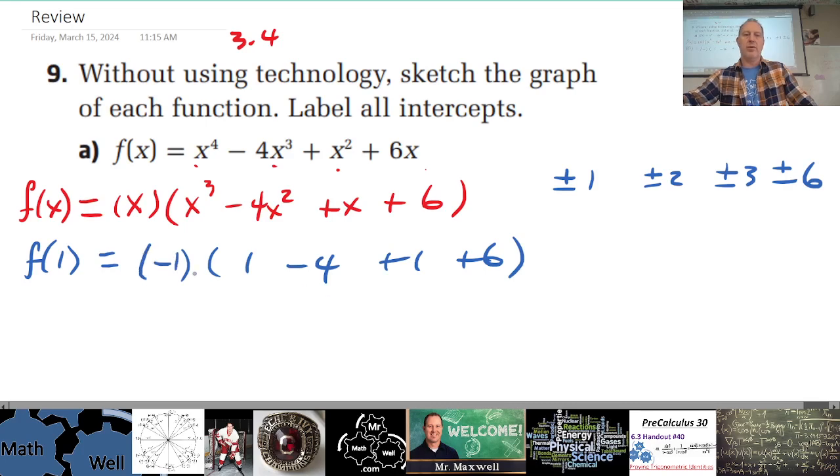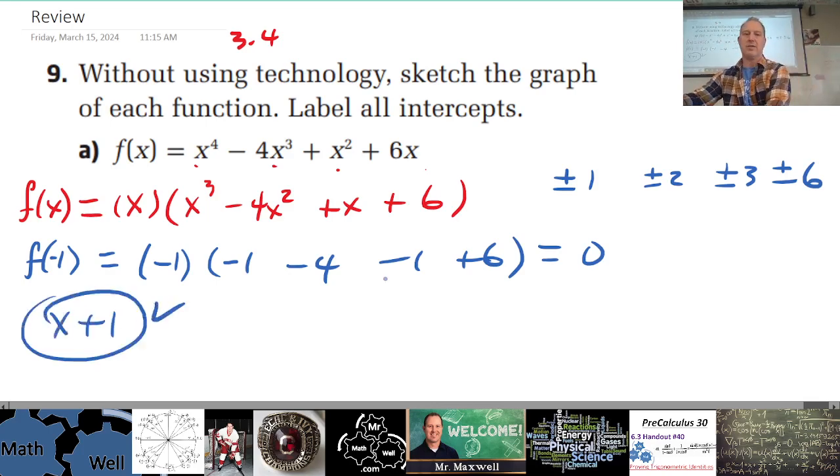What about negative 1? I'm focused on this one being 0, right? So that's negative 1. This is going to still be minus 4. This is going to be minus 1 plus 6. So that's 5. Negative 6 plus 6 is 0. Look at this. Negative 1 gives me 0. Is everyone okay with that? Yep. All right. So that means that x plus 1 is a factor.